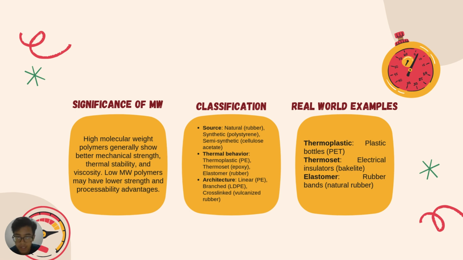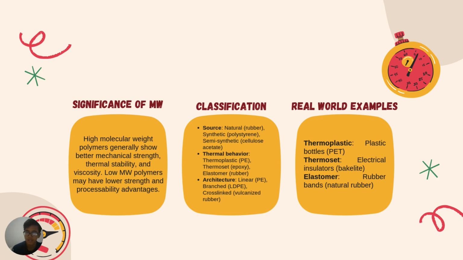With the classifications, they would be given as three by source: natural, synthetic, and semi-synthetic. Let's say natural being rubber, synthetic being polyester, and semi-synthetic would be cellulose. And for thermal behavior there are three: thermoplastic, which we all know, thermoset, and also elastomer, which is the normal classification for thermal behavior. For the architecture, there's linear, branched, and crosslinked, which can be illustrated in many different ways.